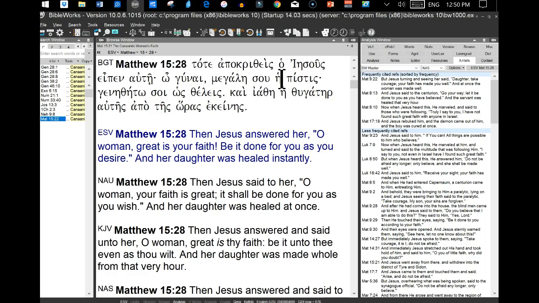Then Jesus said, O woman, your faith is megale, is great. Let it be done to you as you want. And immediately her daughter was healed. So does Jesus see validity of the Canaanite curse? Initially, yes.